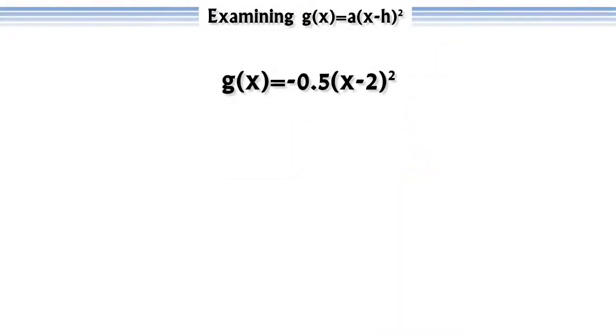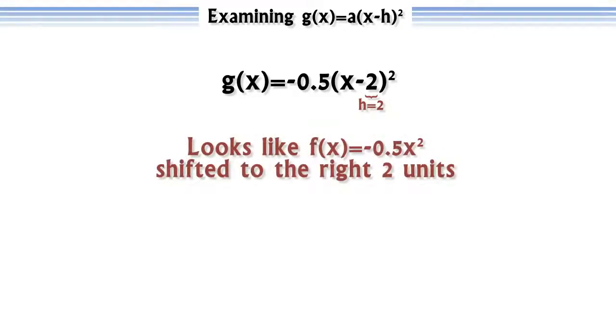Examining the function g of x equals negative 0.5 times the quantity x minus 2 squared without graphing, we see that it's of the form a times the quantity x minus h squared. And since we see that h is equal to 2, we know it will look just like the function f of x equals negative 0.5 x squared, but shifted to the right 2 units.